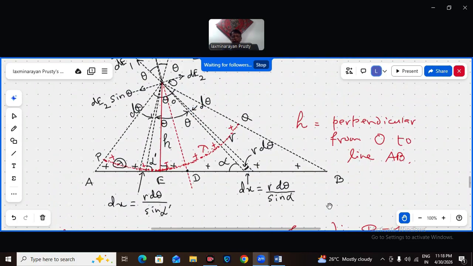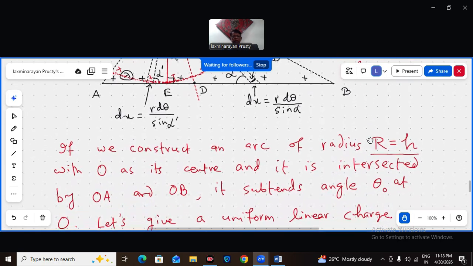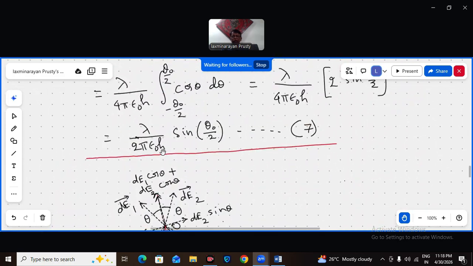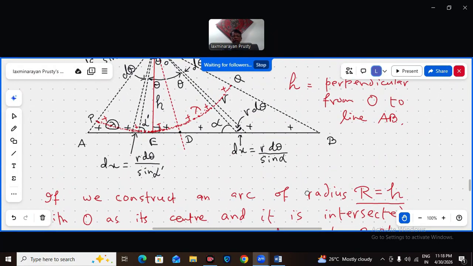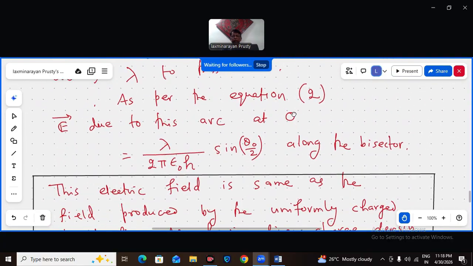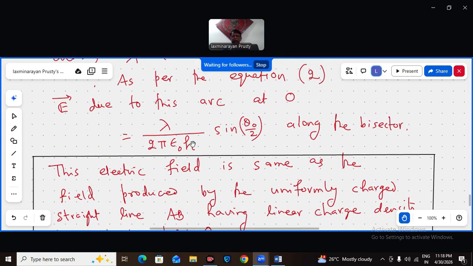So the result will be lambda by 4 pi epsilon 0 r, where r is the radius of the arc, into sine theta naught by 2. That is lambda by 2 pi epsilon 0 h, where r is the radius of the arc, into sine theta naught by 2. Instead of r, I can write h because I have taken the radius of the arc as h.